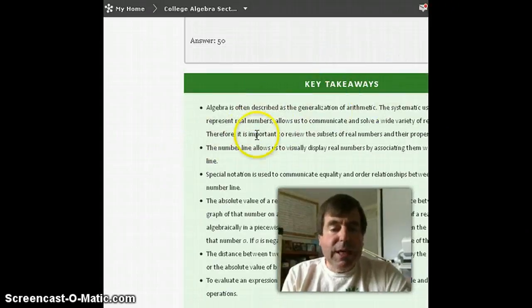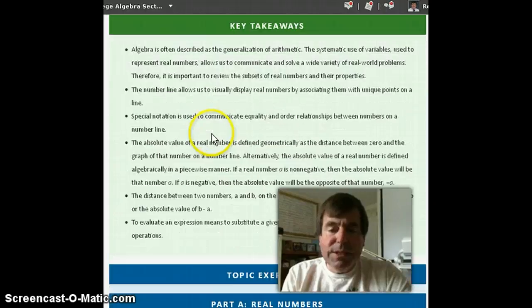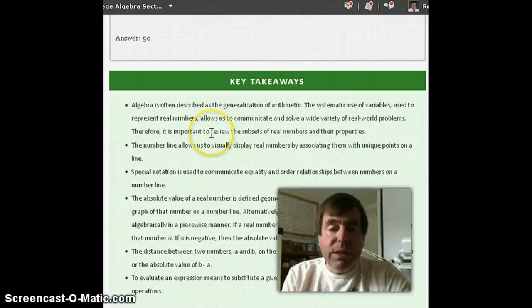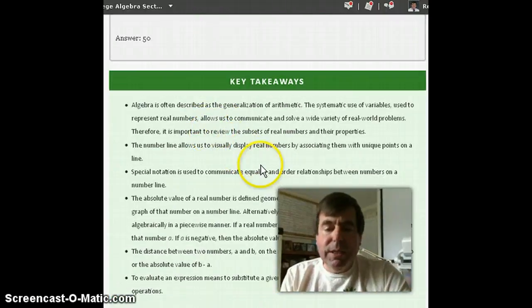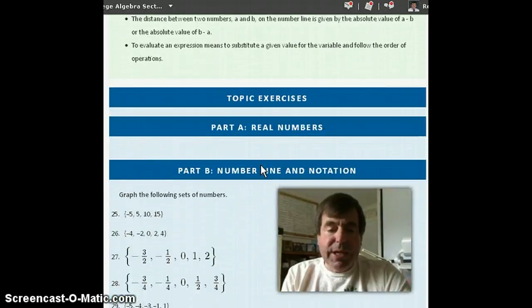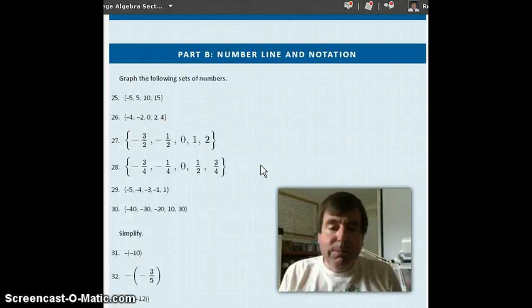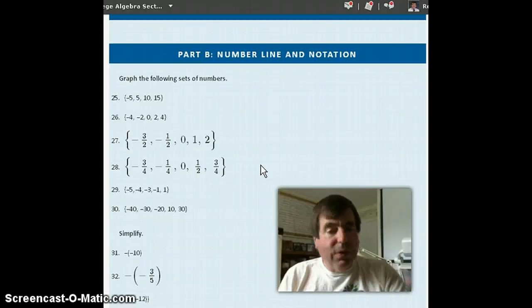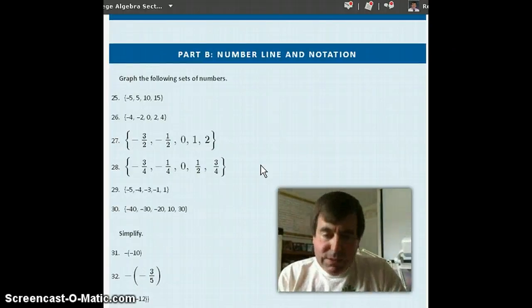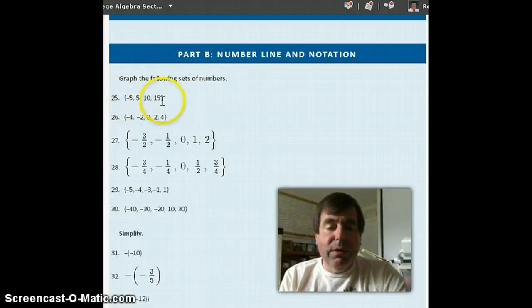So these are key takeaways. Hold on a second. Okay, so there we go. Key takeaways. This is a very, very good summary of what you were studying. Then here are your exercises. So the exercises for lesson one have already been picked out for you. All you got to do is just get to work. So graph the following sets of numbers, and that's what you're going to do. Graph them on a number line.